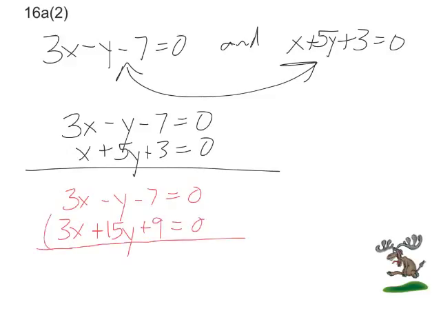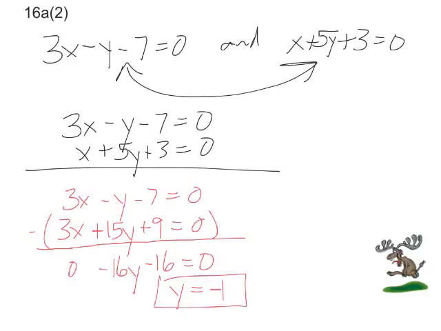And then I will subtract the equations to eliminate them. 3 minus 3 is 0. Negative 1 minus 15 is negative 16y. And then negative 7 minus 9 is negative 16. This equals 0. And we find that y occurs at, add the 16, divide, y is at negative 1.